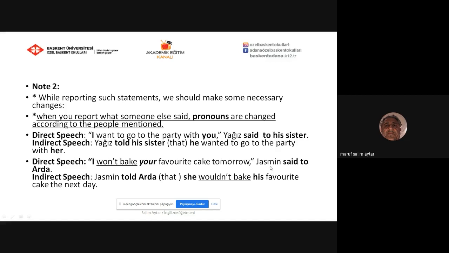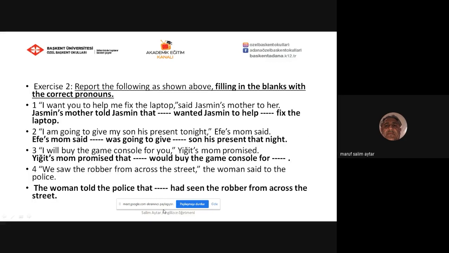There is another one, Yasmin saying something to Arda. I won't bake your favorite cake tomorrow, Yasmin said to Arda. Yasmin told Arda that she wouldn't bake his favorite cake the next day. The exercise. Report the following as shown above, filling in the blanks with the correct pronouns. I want you to help me fix the laptop, said Yasmin's mother to her. So, Yasmin's mother told Yasmin that she wanted Yasmin to help her fix the laptop.